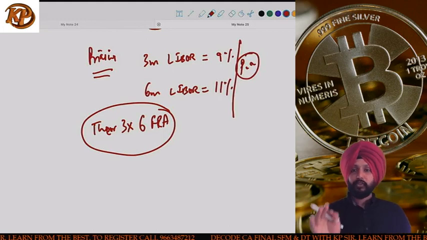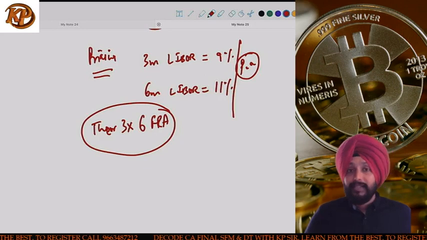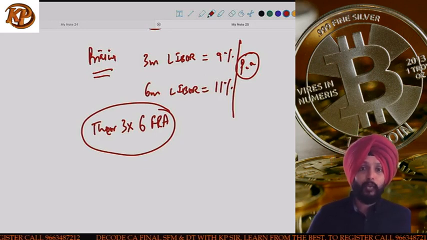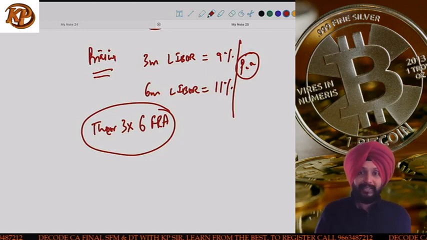3 months and 6 months only represent the period at which resetting of LIBOR rate will happen. Rates are always per annum. 3 months and 6 months represent the period at which resetting of rates will happen. That is, the rate will change every 3 months. That is the meaning of it.